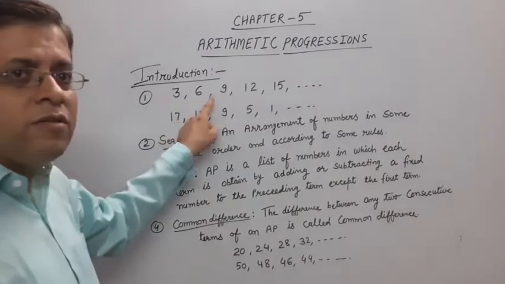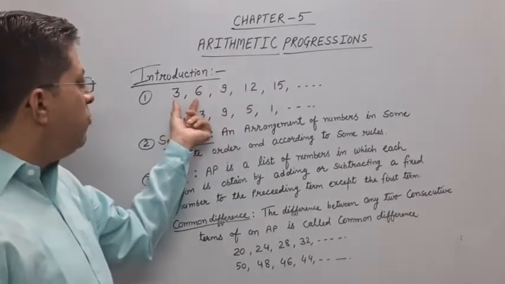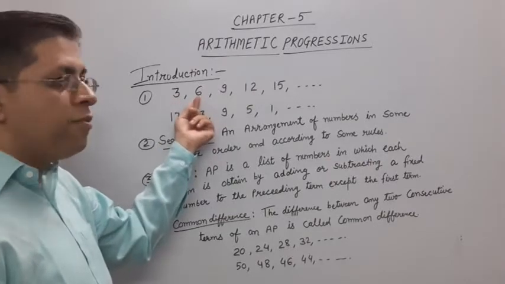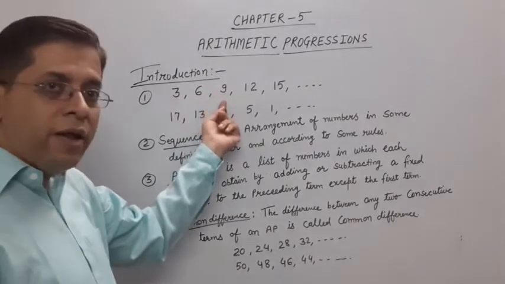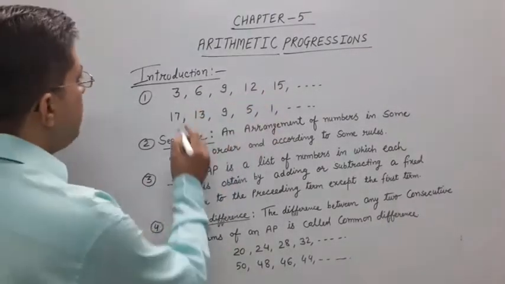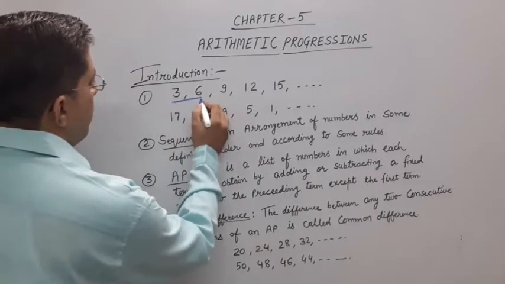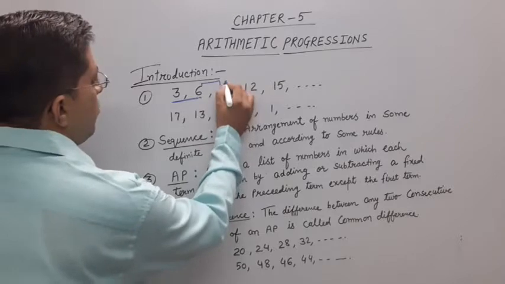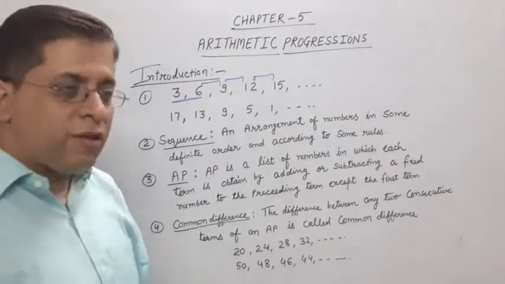3, 6, 9. What is going to happen here? See here, if I am adding 3 here, then I'll get 6. If I add again 3, I will get 9. Again 3, then 12, then 15. It means the difference is the same. In between, the difference is the same, in between, the difference is the same. It is a plus 3.